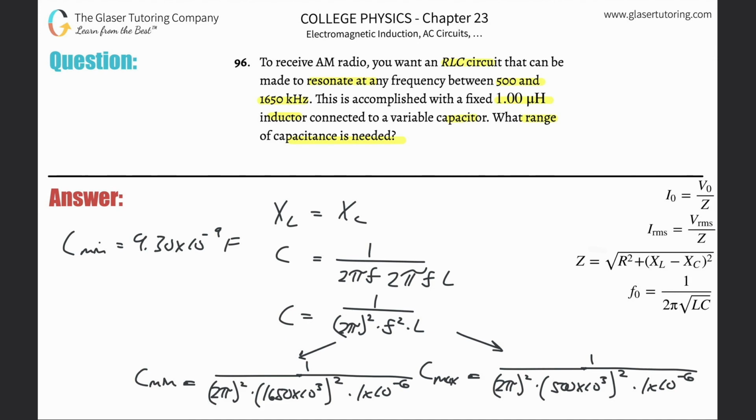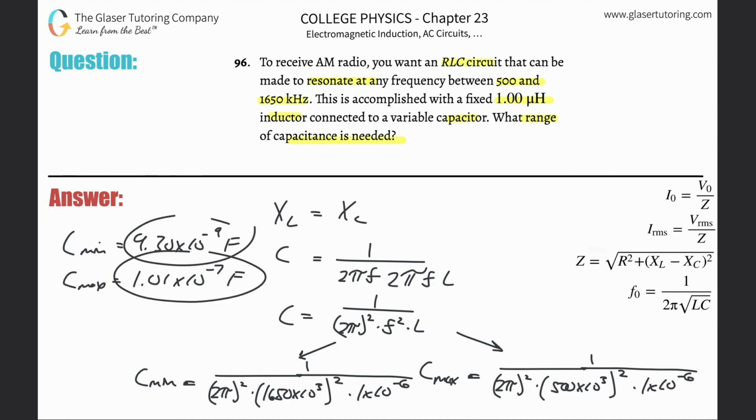So what I'm going to do is plug everything back into the calculator. I'm just going to change the 1650 to 500 and let the calculator do its thing. So here now, the answer works out to be that the maximum is going to be 1.01 times 10 to the minus 7th farad. Notice how this is larger than that, so that makes intuitive sense based on the math.